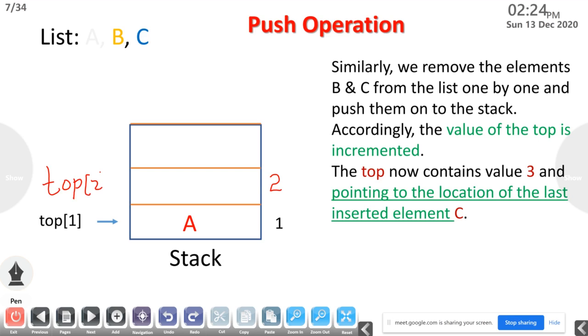The pointer is now here. From here, the pointer will move to here. So we can insert the value from the list. The next value in that list is B, so we can insert it here.